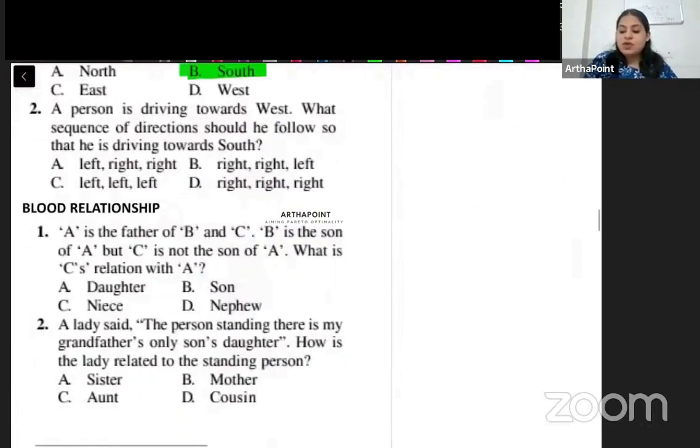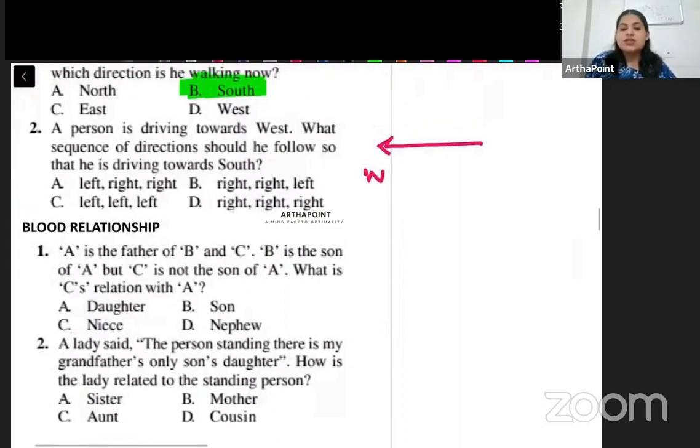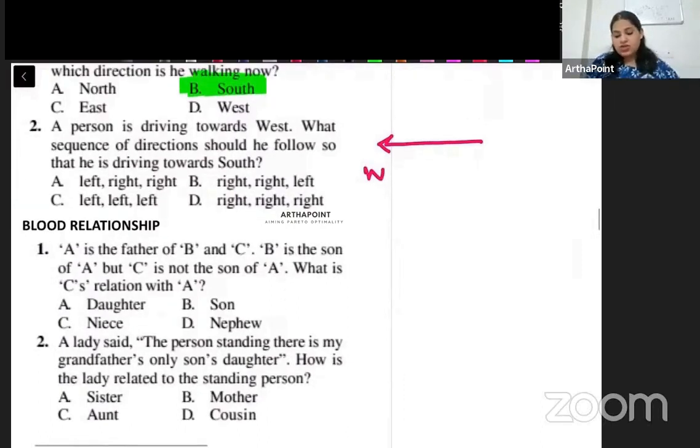A person is driving towards west. What sequence of direction should he follow so that he is driving towards the south? Thoda tricky hai. Dekh lo ek bari. He has to go towards the south. He has to point towards the south. So if he starts going towards the west and he's standing here now, beta, alag try karke dekhna. I'm telling you that the answer is D.